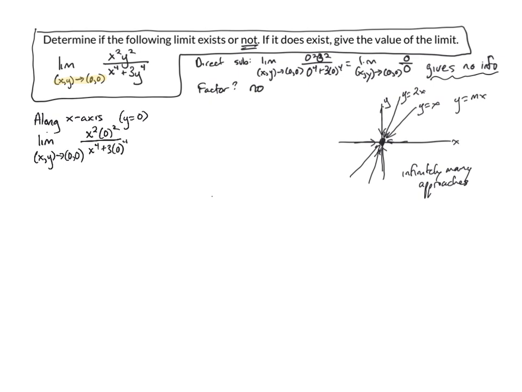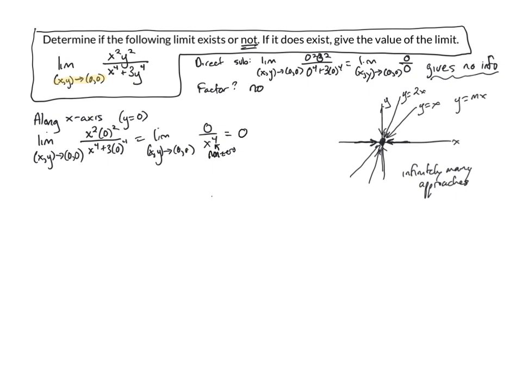And when I tidy this up, that means that I have 0 over x to the 4th. Now, x is approaching 0, but it's approaching 0 along a path containing entirely non-zero numbers. So this is 0 divided by something that is non-zero, and therefore the answer is 0.